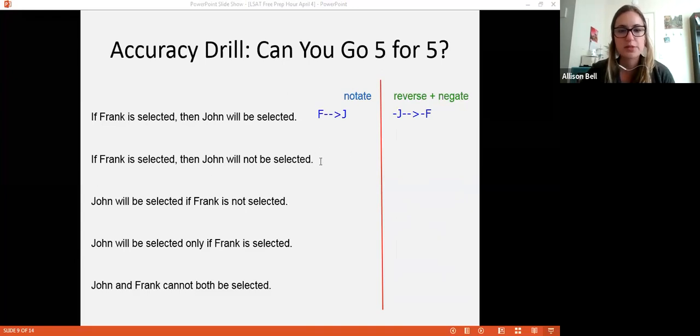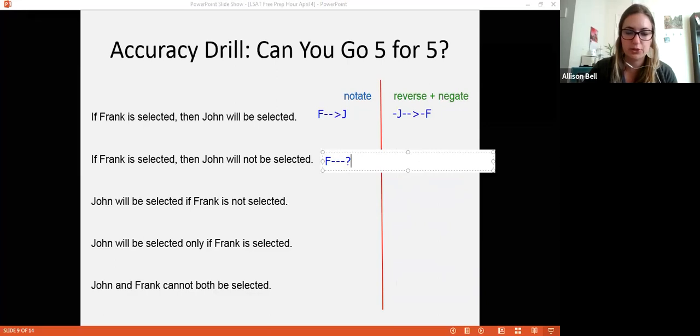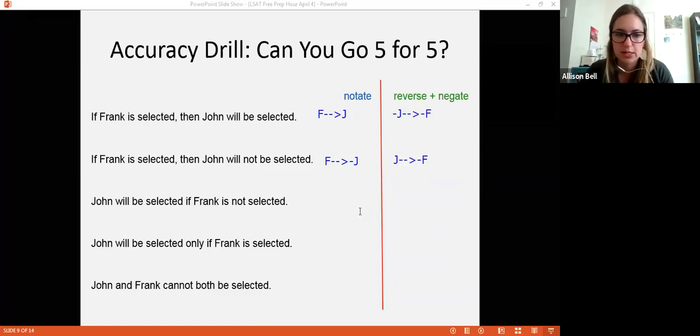Cool. So the second one is going to be pretty similar. You just have to watch out for your nots. If Frank is selected, then we have John is not selected. So make sure you've got that negative in there. Reverse and negate. Now John is first and becomes positive. If John is selected, then now we've got negative Frank. Frank is not selected.